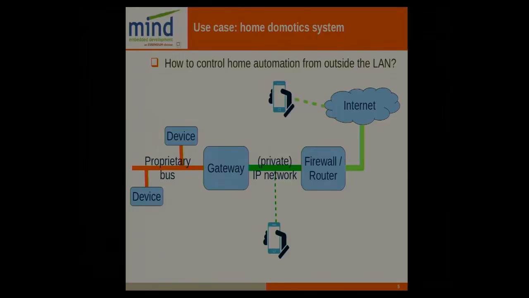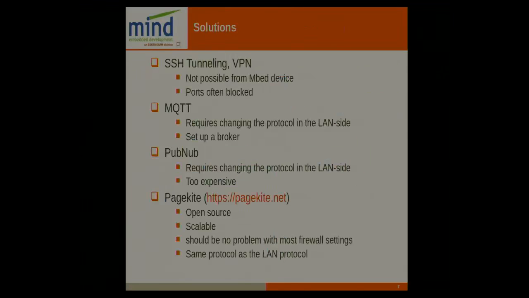And for that, of course, we need some sort of tunneling. There are different solutions for that. Most of you think about SSH or a VPN maybe, but usually it's not possible to implement a VPN client or an SSH client on an Mbed device, which is a low-level microcontroller. So you can do as Leon and use MQTT maybe, but that requires us to change the protocol that you're using to talk to the gateway.